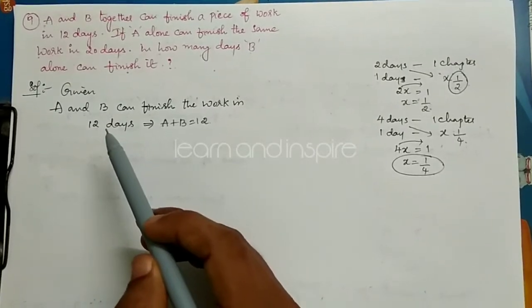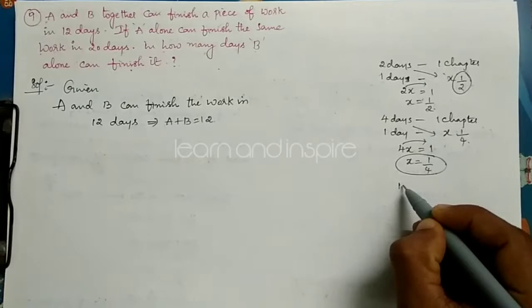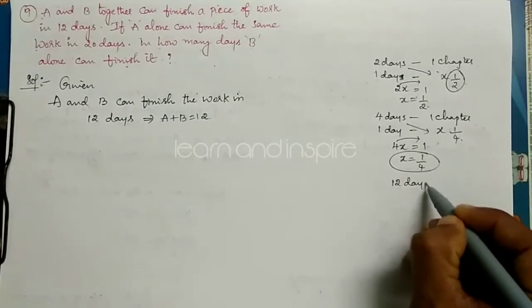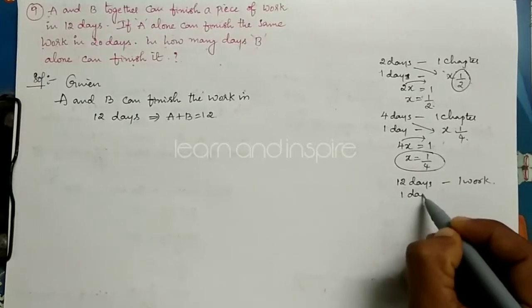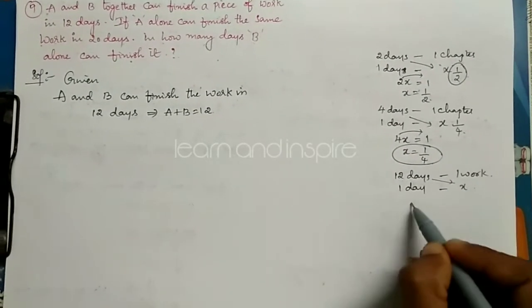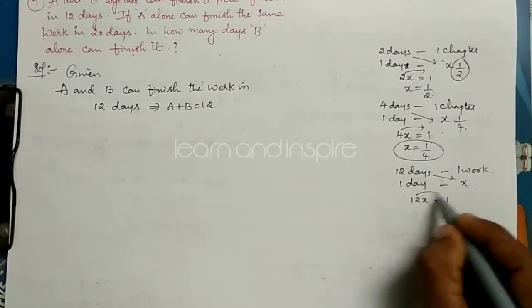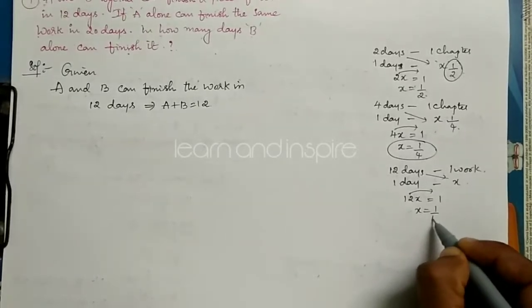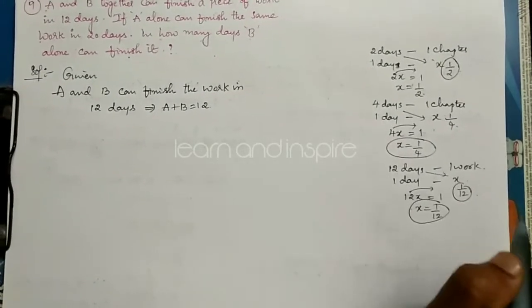How much work do they complete in one day? So A and B, the number of days is how many? 12 days they have completed one work. Okay, now in one day how much work do they complete? So I take this as x. By cross multiplying, 12 into x is 12x equals 1 into 1. Transpose 12, x is equal to 1 by 12. That is 1 by 12th part they can complete in one day.